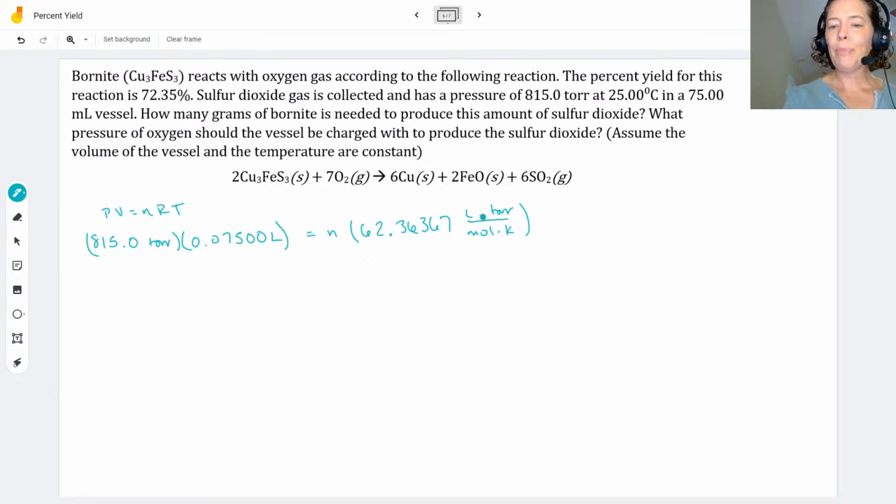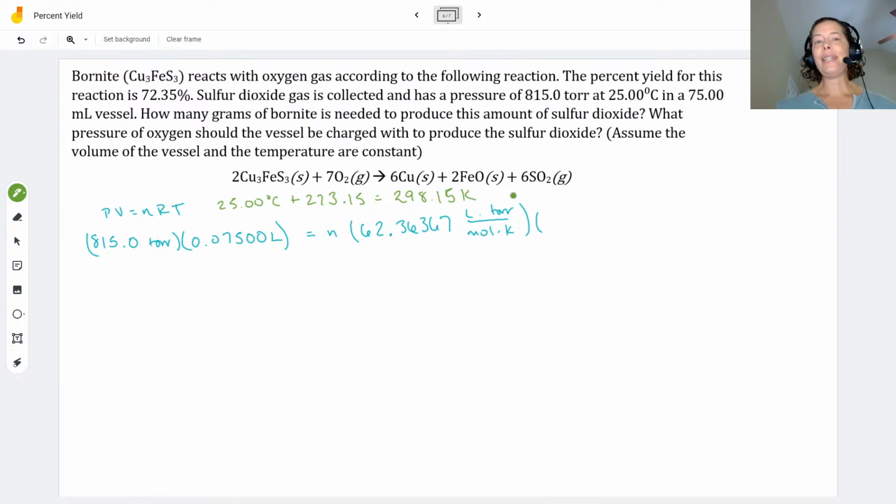It's totally fine. All right, our temperature now, again, we have to be careful with our temperature. Remember in R, our temperature is in Kelvin, but right now our temperature is in Celsius. I'm going to put this in a different color. Let's just convert that 25 degrees Celsius into Kelvin. So we just add 273.15, and that gives us 298.15 Kelvin.